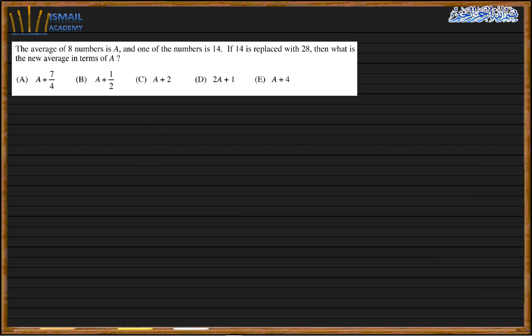All right, last question. So the average of 8 numbers, let's pick numbers A plus B plus C plus D plus E plus M plus 14. So here we have 8 numbers, 1, 2, 3, 4, 5, 6, 7. So let me use another one, N and 14. So here plus N plus 14 over 8. So this is my A.